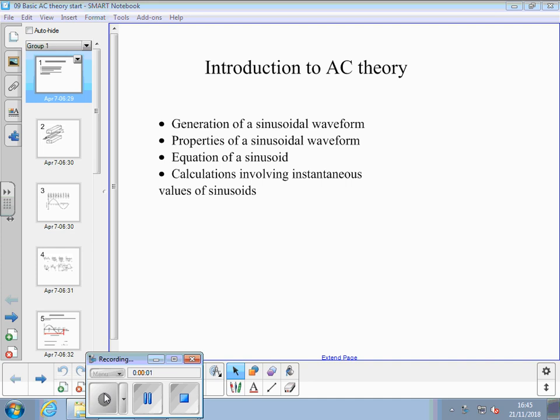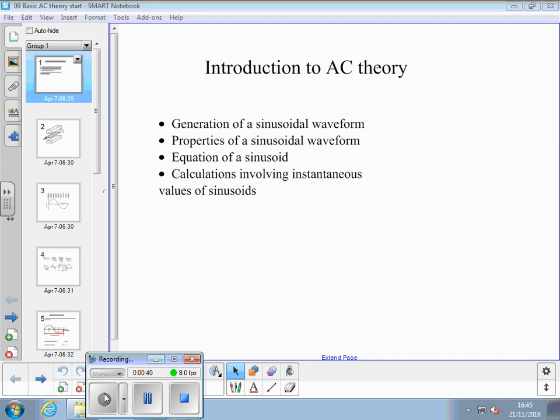Introduction to AC theory. Okay, so what we're going to have a look at in tonight's session is the generation of a sinusoidal waveform. How does that come about from a basic generator? The properties of a sinusoidal waveform. How a sinusoid can be expressed in the form of an equation. So the standard form of the equation for a sine wave, and calculations involving instantaneous values of sinusoids. So that's what we're going to cover tonight.